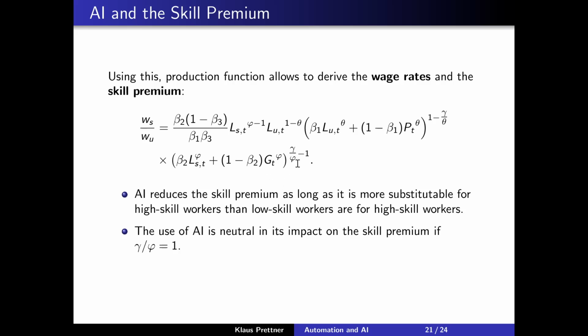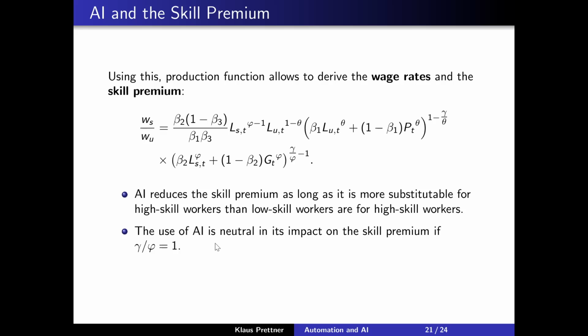So here we would have that actually this term here is negative because artificial intelligence is a better substitute for high-skilled workers than low-skilled workers are for high-skilled workers. So that means that this term here is smaller than 1, and since we subtract 1, the exponent is negative, and that means that artificial intelligence would reduce the skill premium.